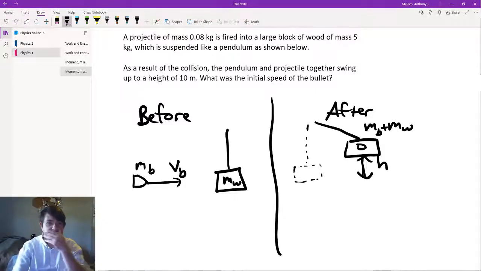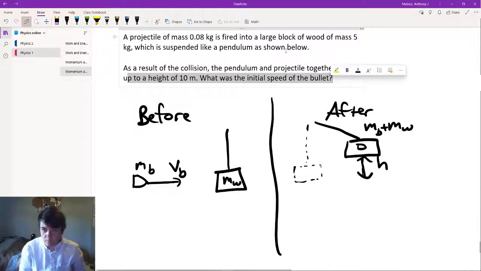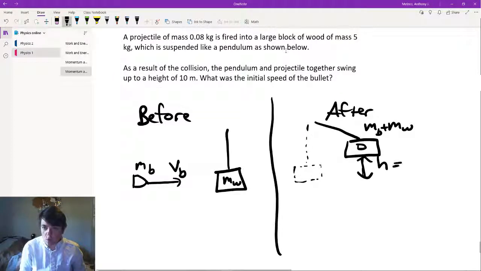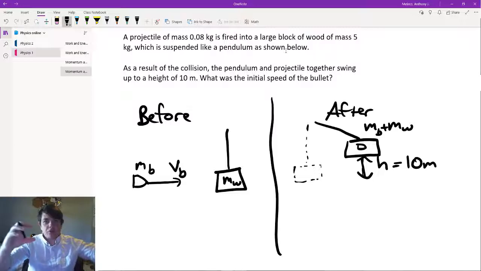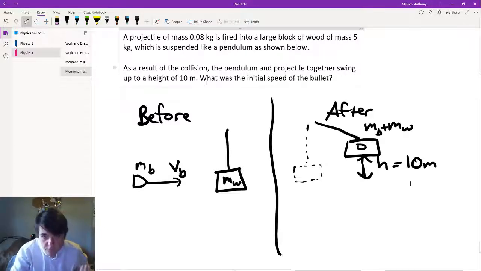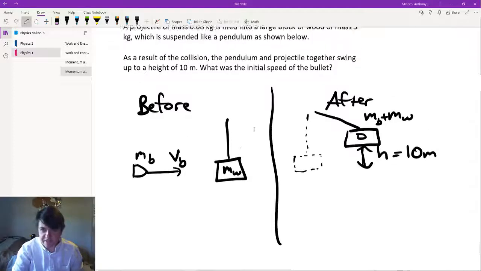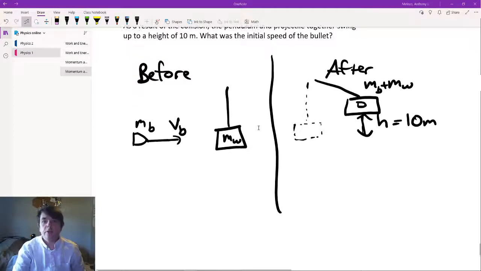So what happens is, as a result of the collision, the pendulum and projectile swing up to a height of 10 meters. And we want to know what was the initial speed of the bullet to make it go that high. Okay? So you basically take the bullet, shoot it in, and then they swing together. Okay? So there's a lot going on here. But because we're not told it's an elastic collision, the first thing we want to do is assume it's inelastic, right?